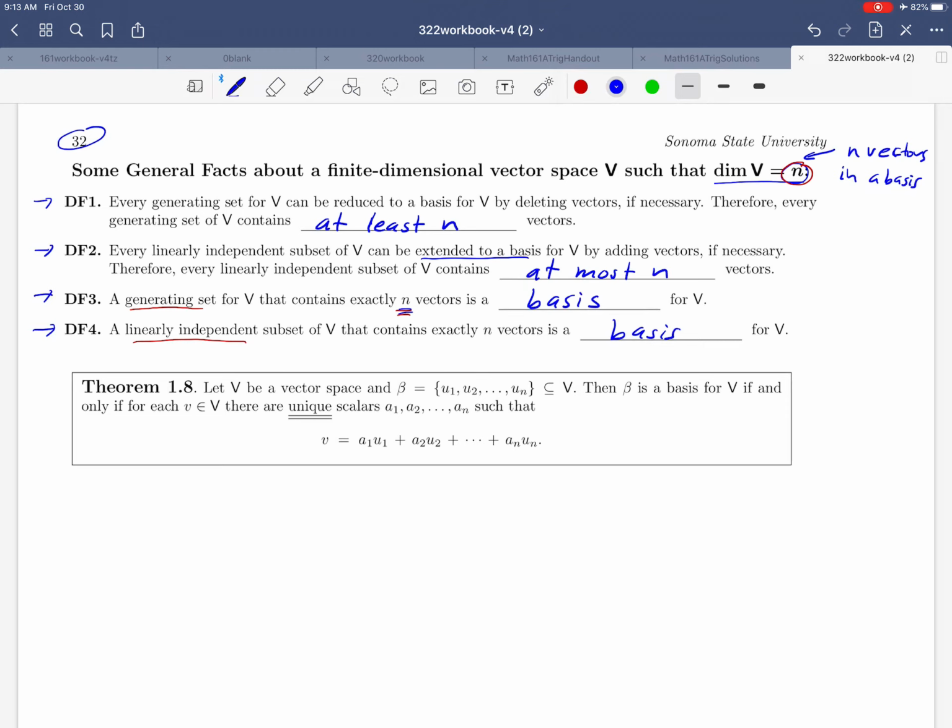So there's the list of four very important properties. We're going to find these properties to be very useful in some of the problems that we do in upcoming videos.